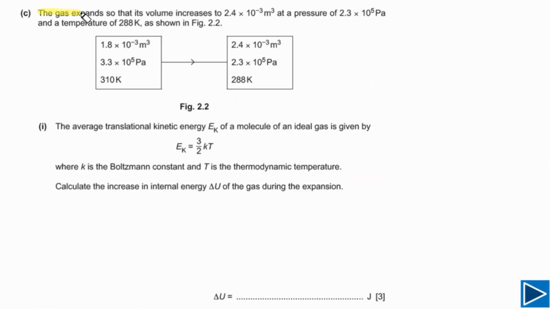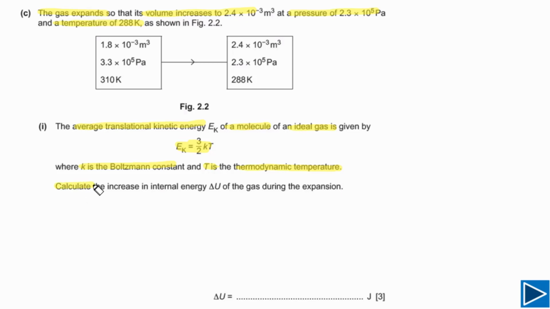For part C, it is given to us that the gas expands, so its volume increases to this one and its pressure decreases to this. Also, its temperature decreases to 288 Kelvin. It is also given to us the average translational kinetic energy of a molecule, which is very important. This is for a molecule of an ideal gas, so if you need to calculate the kinetic energy of a molecule of an ideal gas, we can use this equation. K is the Boltzmann constant and T is the thermodynamic temperature, meaning the unit for temperature must be Kelvin.